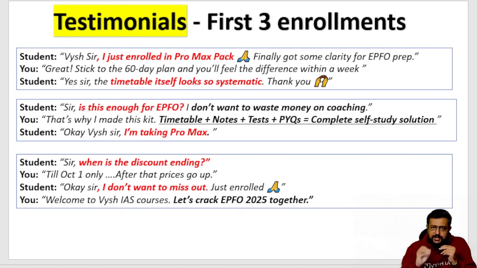So if you want to clear EPFO in 60 days, you need a scientific timetable, which we are giving you already. In that, you need sectional tests, you need previous year questions, and you need crisp notes to revise. Everything will be included there, even comparative tables, like different temple architecture comparison or different pottery comparison. All this you will get in chart format in our PDF itself.